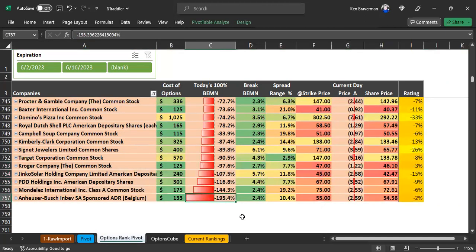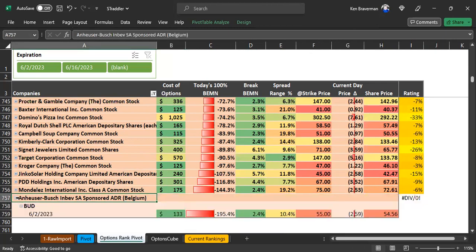Look at how Anheuser-Busch moves almost twice as much as the cost of their weekly options. They moved $260 essentially in intrinsic option value, and they only cost $133. I saw that halfway through the day and I was like, all right, I'm getting on the bandwagon here. I was like, I'll actually buy a call and a put on them, even though I probably only want to buy a put on them because they just keep going down.